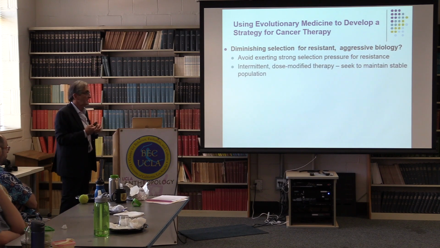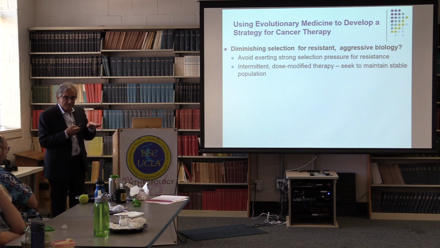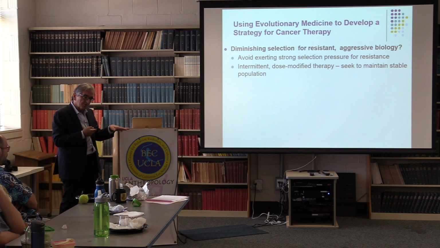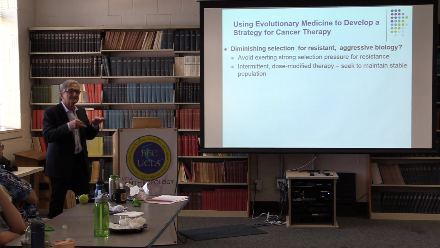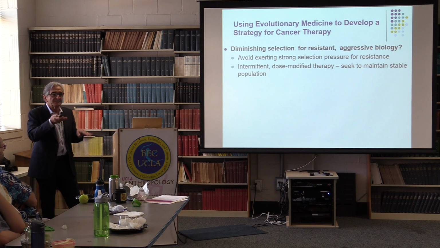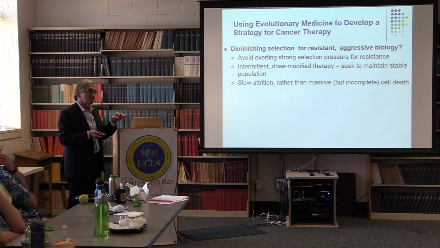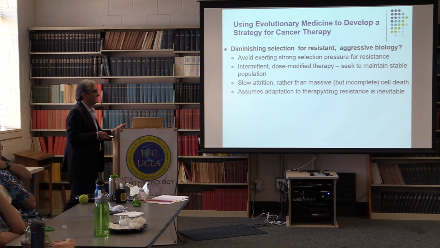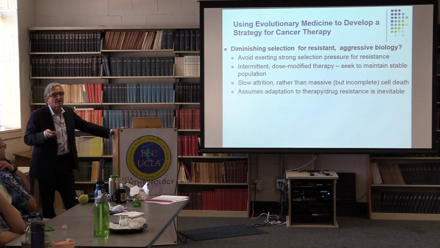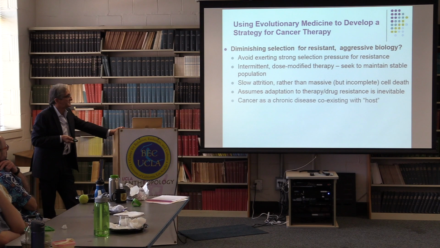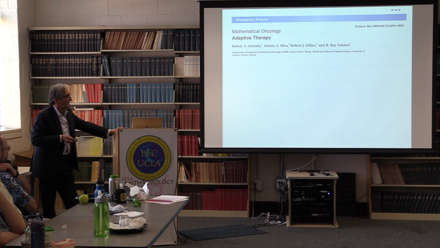That's the thought. So the way to do that is with intermittent dosing, lower doses, to try to maintain a stable population and let the populations compete with each other for resources. Slow attrition rather than massive cell death, because it assumes that we'll never overcome adaptation. So this is called adaptive therapy. A great deal has been written about this.